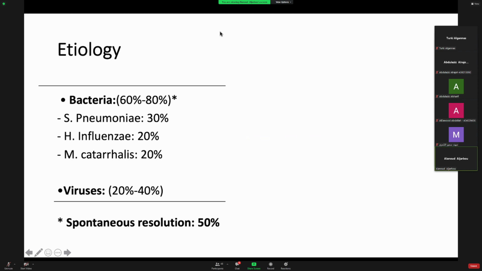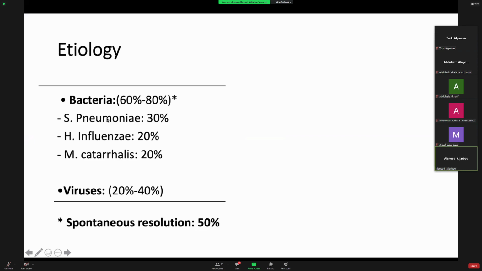So etiology of acute otitis media: mainly bacterial. But as I mentioned, spontaneous resolution happens in more than 50% of cases. That's why in older children, the resolution is high and we are not prescribing antibiotic. And for bacteria, the main causes are what we call respiratory or otopathogens: Strep pneumoniae, Haemophilus influenzae, Moraxella catarrhalis.